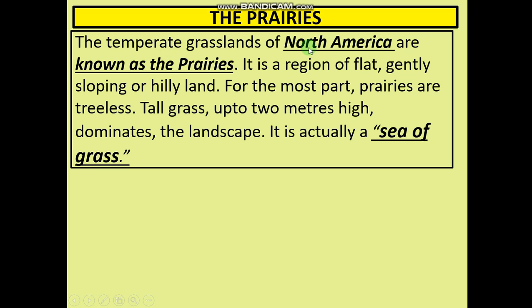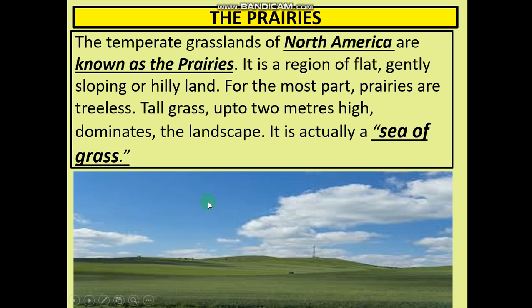The temperate grassland of North America are known as prairies. When we talk about America, there are two continents, one is North America and the other is South America. The grassland of North America have been given a name, and the name is prairies. It is a region of flat, gently sloping land.